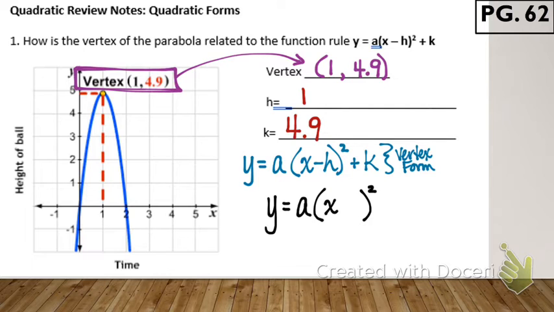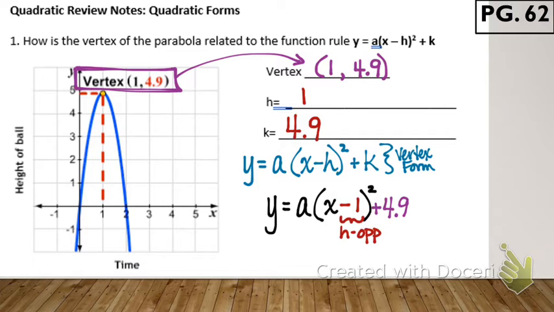Help me fill in these pieces. We know that h is 1. What am I going to see here? A negative. Because remember, inside the equation, it's the opposite. What would I see on the end? 4.9. Just 4.9 like this? Plus 4.9, because it's a positive, yes.